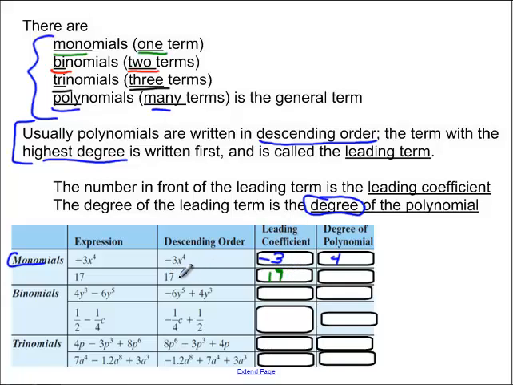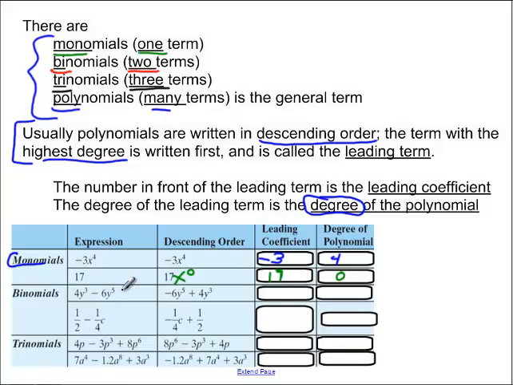The coefficient is the number. We could write this as 17x to the 0th power as well, and that would tell us the degree of this polynomial would be 0, because the power that's on the variable in the leading term tells us what the degree of the polynomial is. It's x to the 0th power. The 0 is the power. The power goes here in the degree.